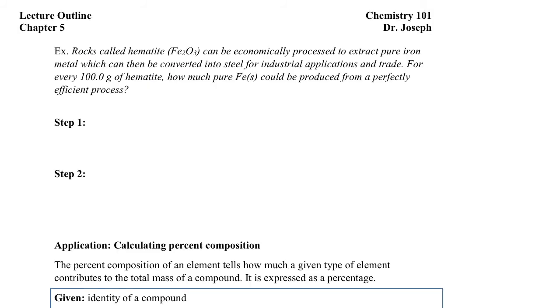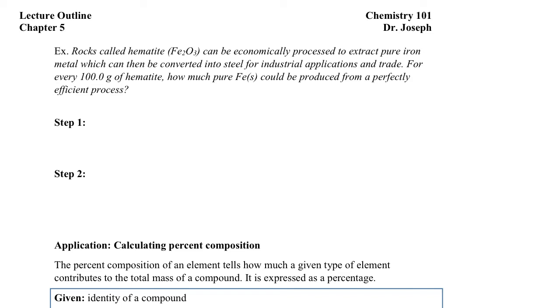So in this example, we're going to go through the same type of process. Let's read through it, and then I'll get you started on steps 1 and 2. Okay, so here we go. Rocks called hematite, which have the formula Fe2O3. By the way, these are also just typical iron ore. Anyway, hematite can be economically processed to extract pure iron metal, which can then be converted into steel for various applications and trade.